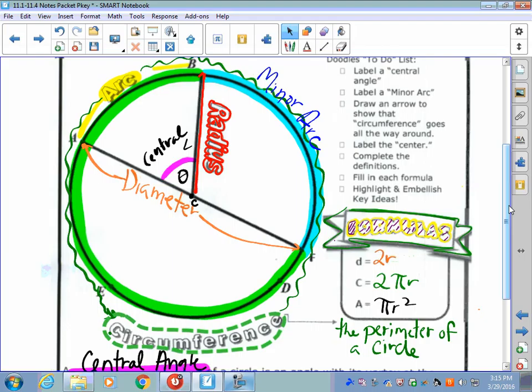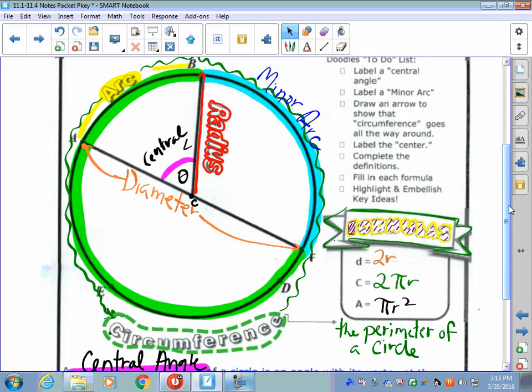Complete the definitions. We're going to fill in each formula, highlight, and embellish key ideas. So, some things we need to highlight: the arc, the measure of an arc. The arc is part of a circle. It's the curve, and it correlates with the central angle. Also, I added diameter, and notice that this arrow is pointing all the way across from A all the way to F. So add the diameter to your parts of the circle. And then I went ahead and just outlined in a different color the radius.